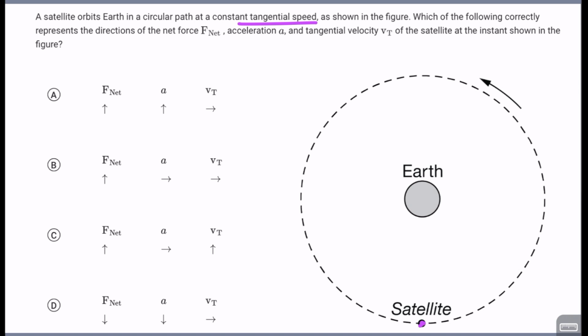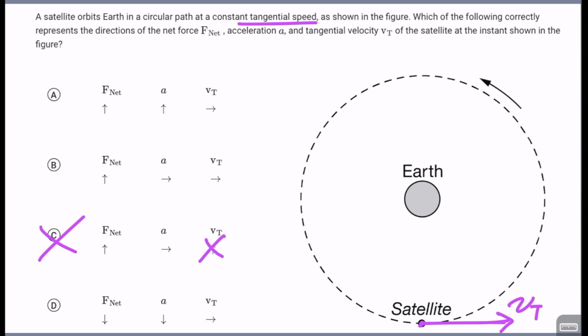Since this object is going through circular motion in the counterclockwise direction, its velocity must be pointing to the right along the tangent line at this specific point. So this represents vt. I can immediately cross out choice C because it does not have the correct direction for the velocity. Okay, then what about acceleration?